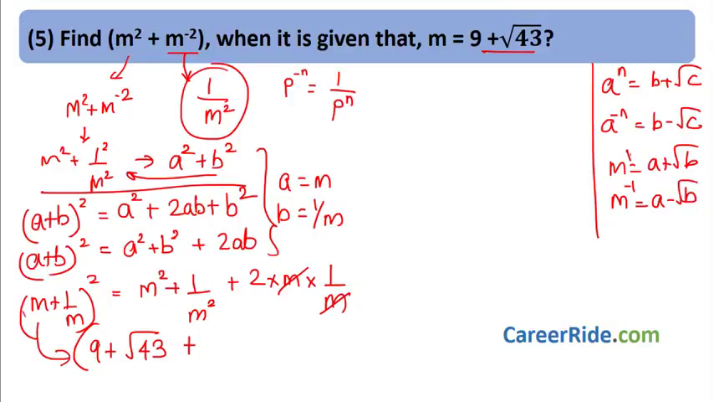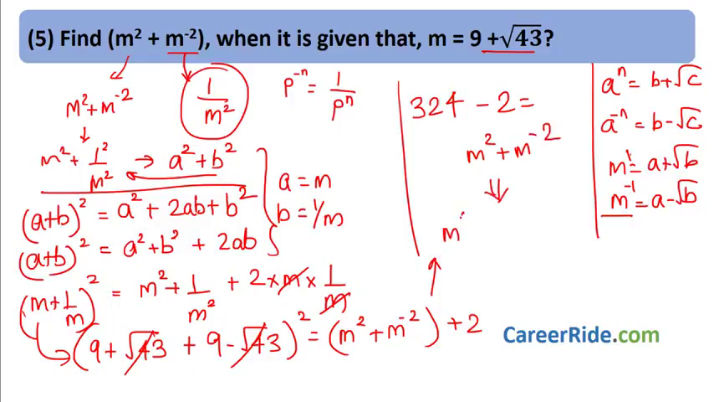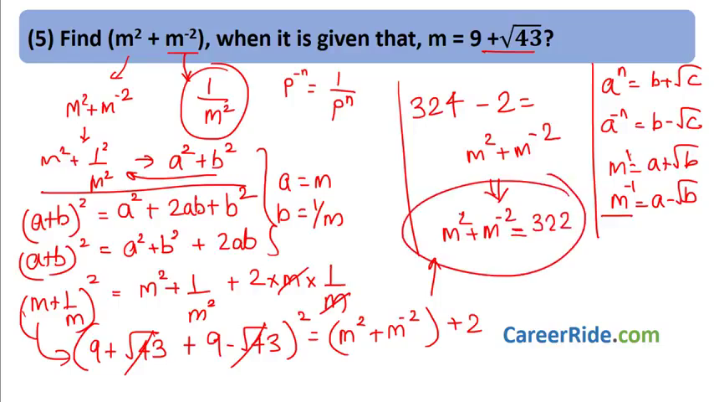m we have written 9 plus root 43. What is 1 by m? 1 by m is nothing but m raised to minus 1, so it will be 9 minus root 43, the whole square would be equal to m square plus 1 by m square, that is m raised to minus 2, correct, plus 2. Let us solve it over here. What do we get? This gets cancelled, so we have 9 plus 9 is 18. 18 square is how much? 18 square is 324. Minus 2 would be equal to m square plus m raised to minus 2. That is nothing but m square plus m raised to minus 2 is 322. This is the answer.